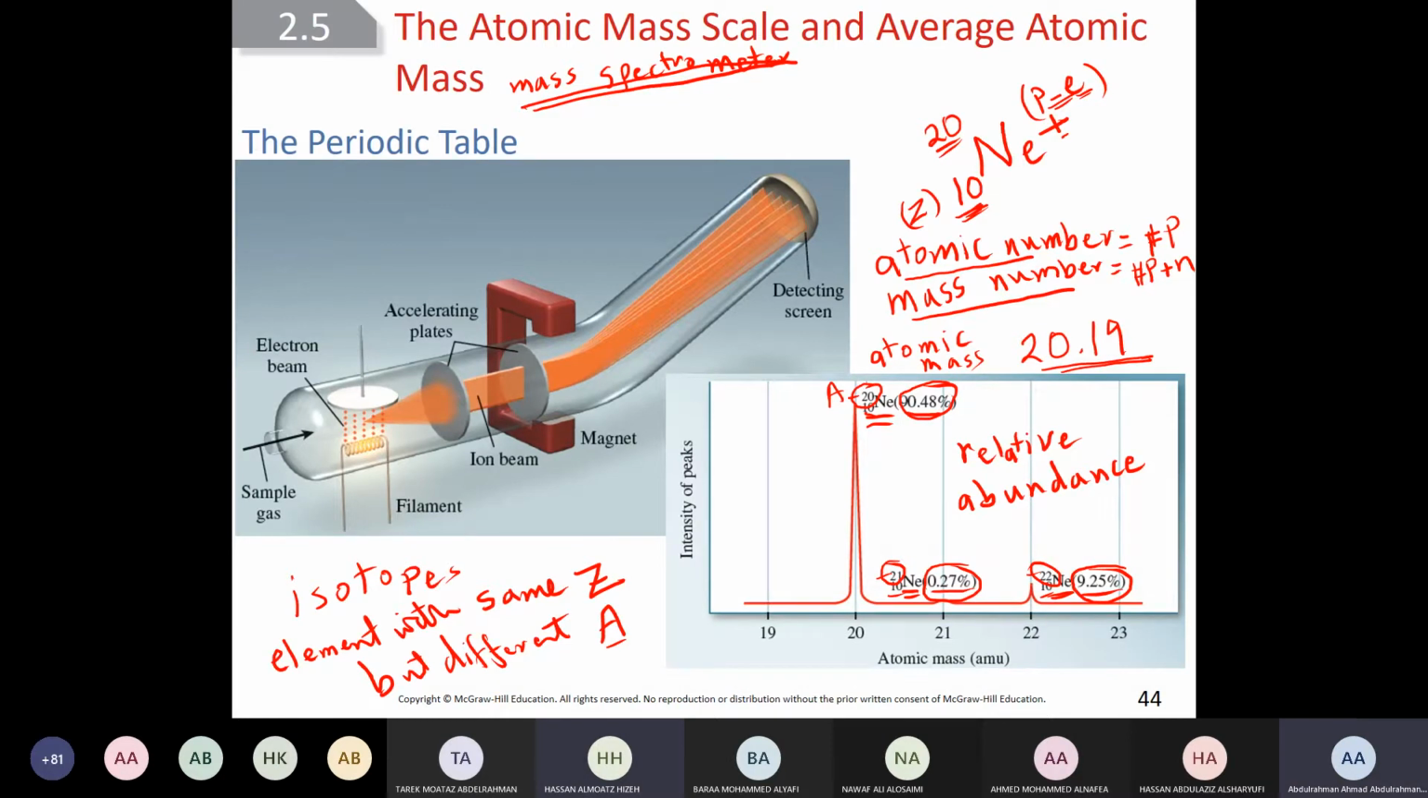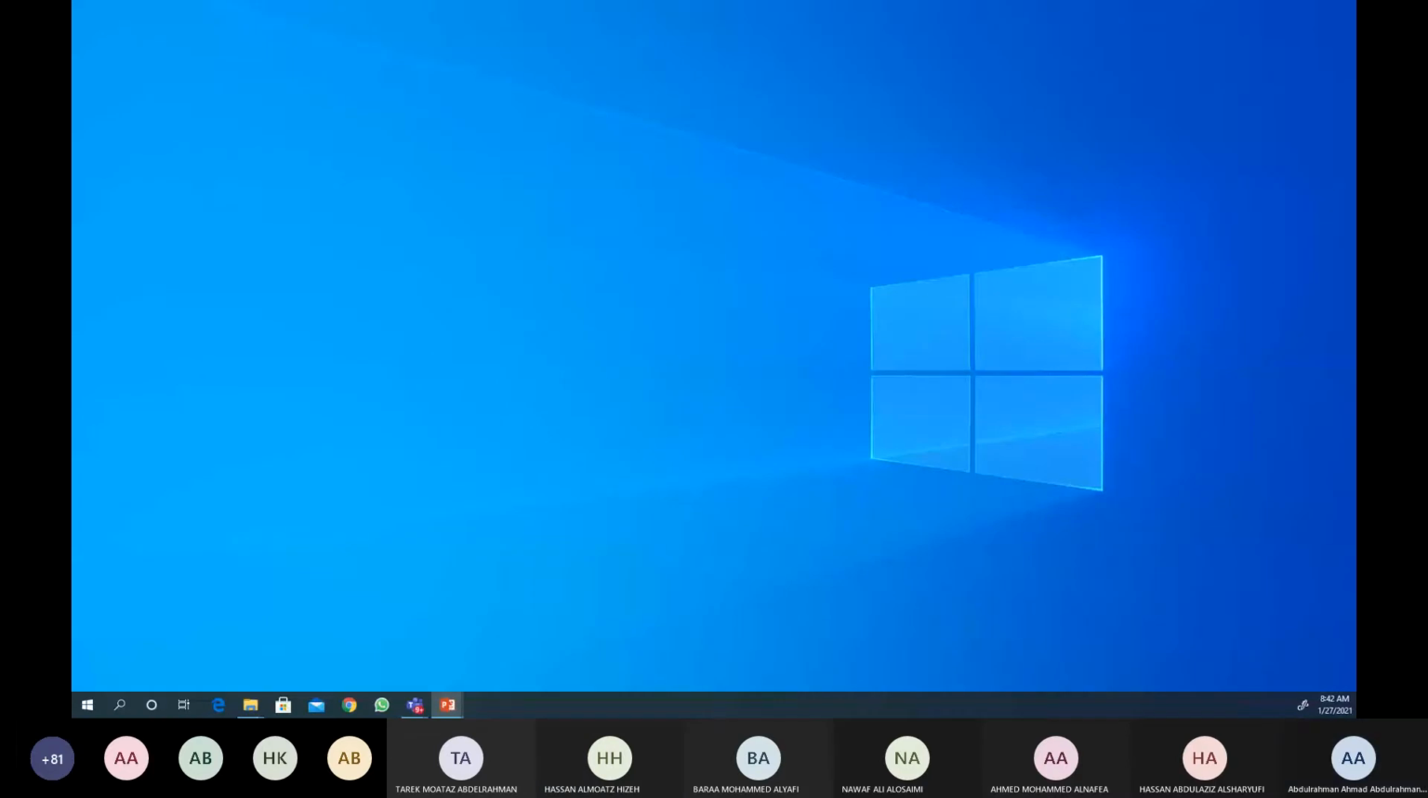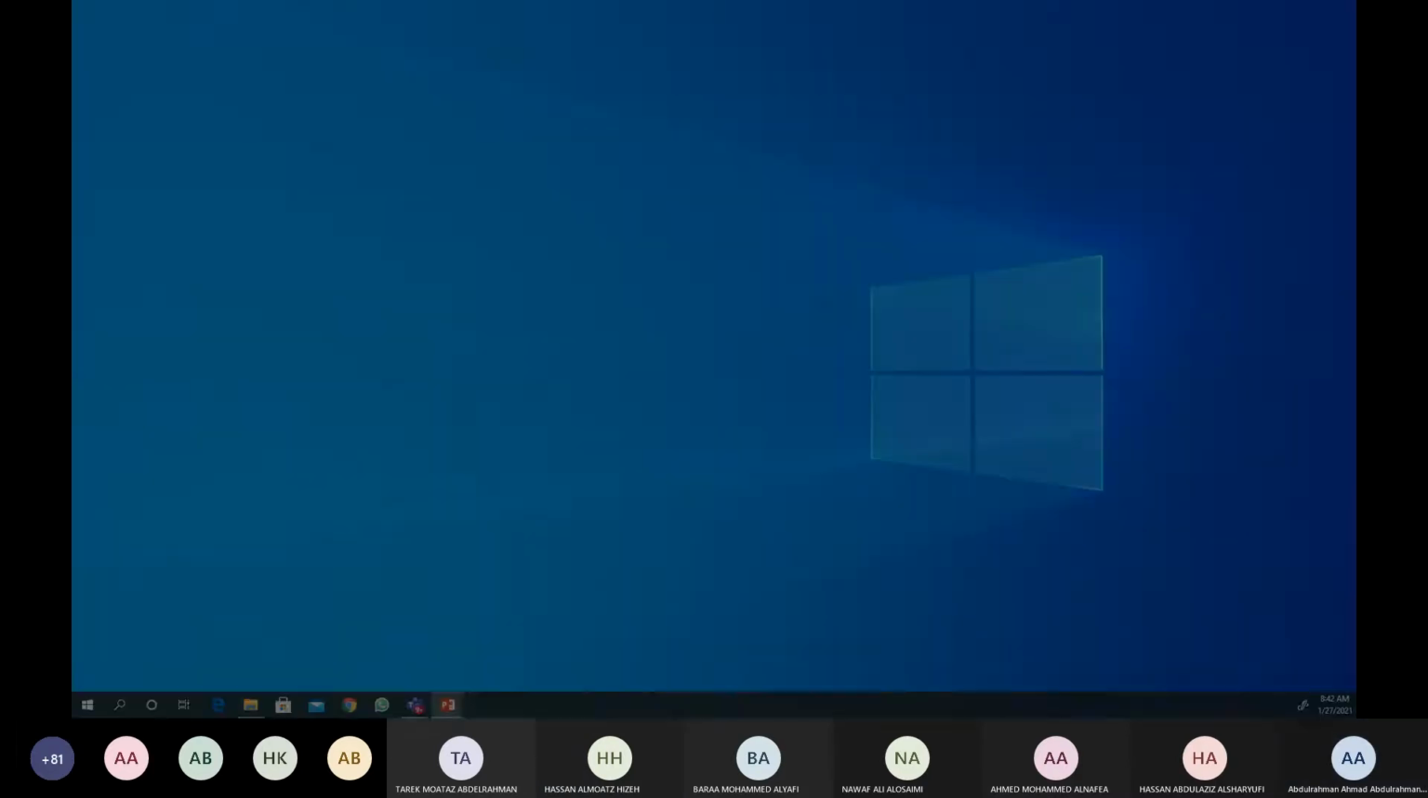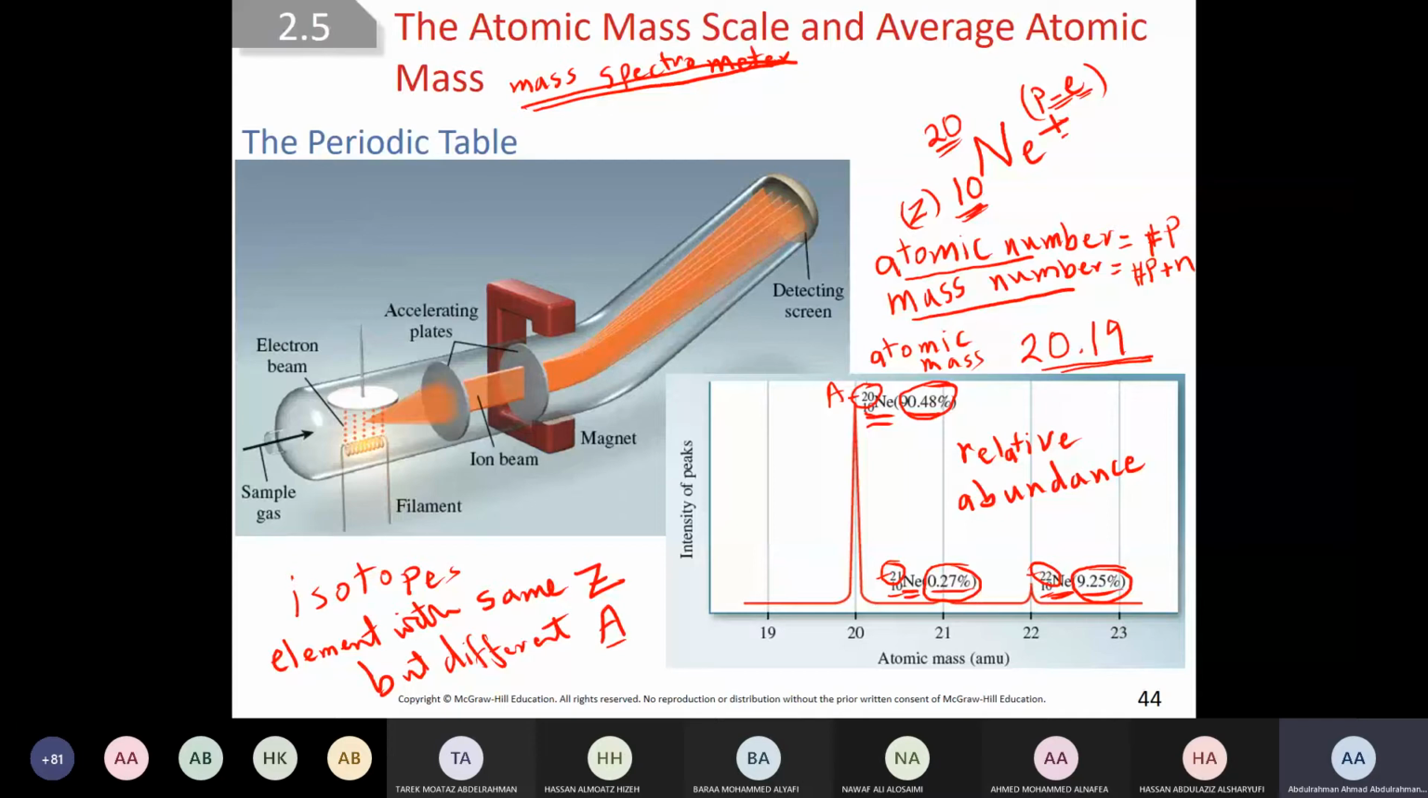So that's what we are saying here. Okay, good. Three definitions are very important. First one is atomic number. What's atomic number? The number of protons. What's mass number? Protons plus neutrons, for an isotope only.